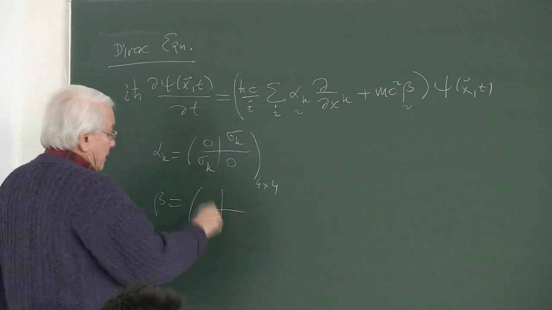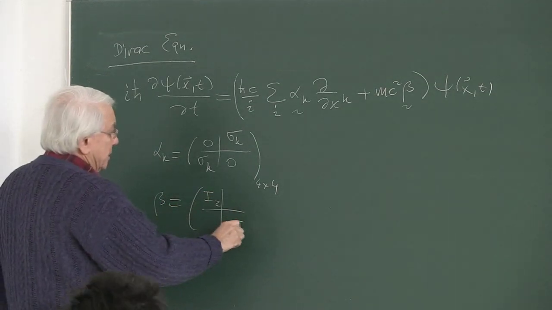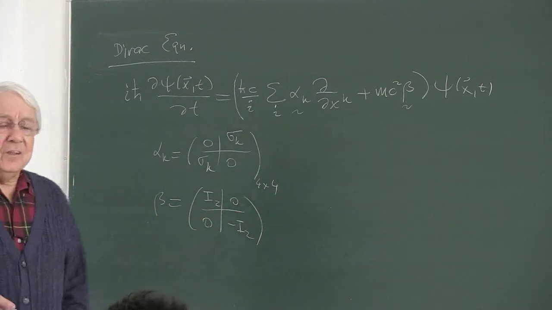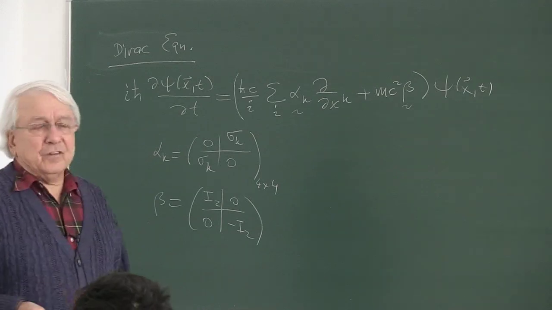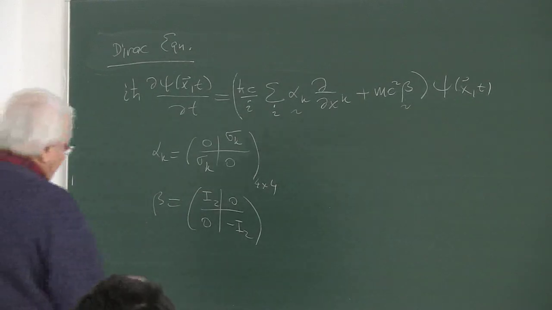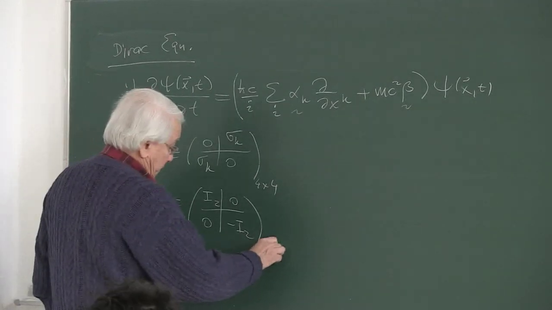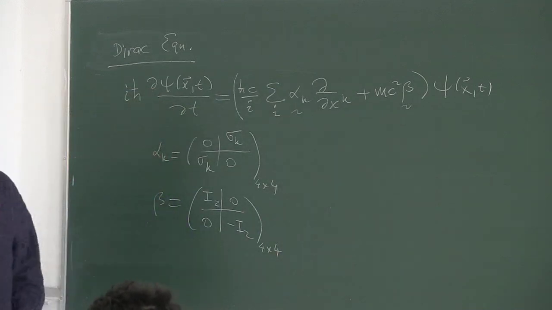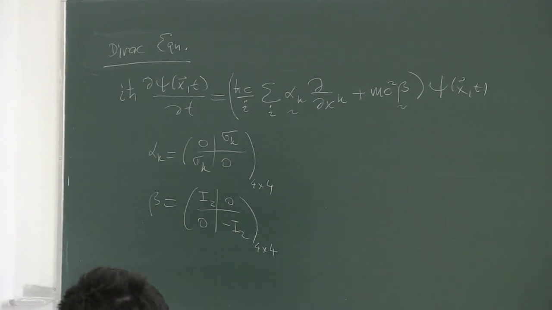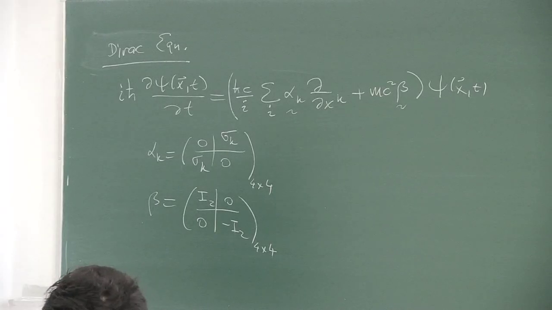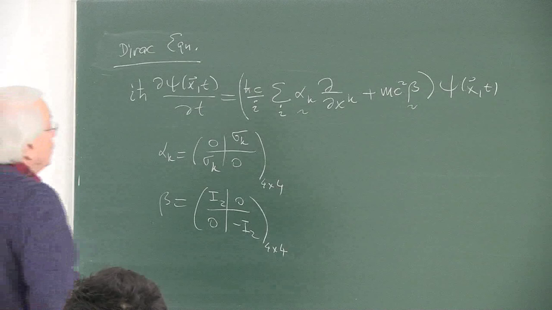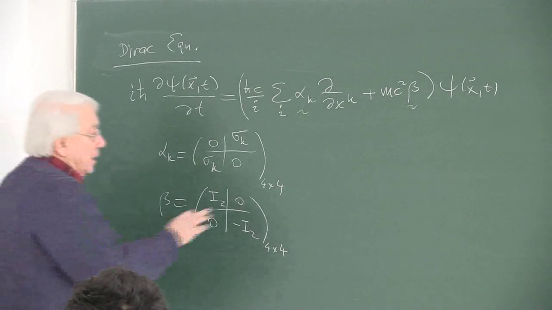Beta is built from the two-dimensional identity. So these are block matrices. Sometimes I'm going to skip writing the zeros. Whenever you see nothing, it's obvious that it is a 2x2 block of zeros. Again, to emphasize, these are 4x4 matrices, and as was clear from the beginning, alpha and beta are Hermitian and traceless. This explicit representation satisfies all those properties.